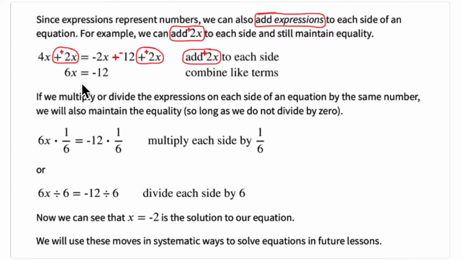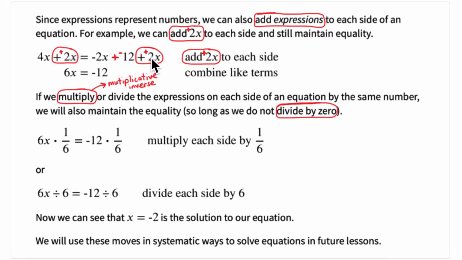But nonetheless, you're left with 6x, so 4x plus 2x equals 6x. So this is combining like terms, and that equals negative 12. Where does this 2x come from? You're adding 2x to one side of the equation and adding 2x to the other side of the equation.